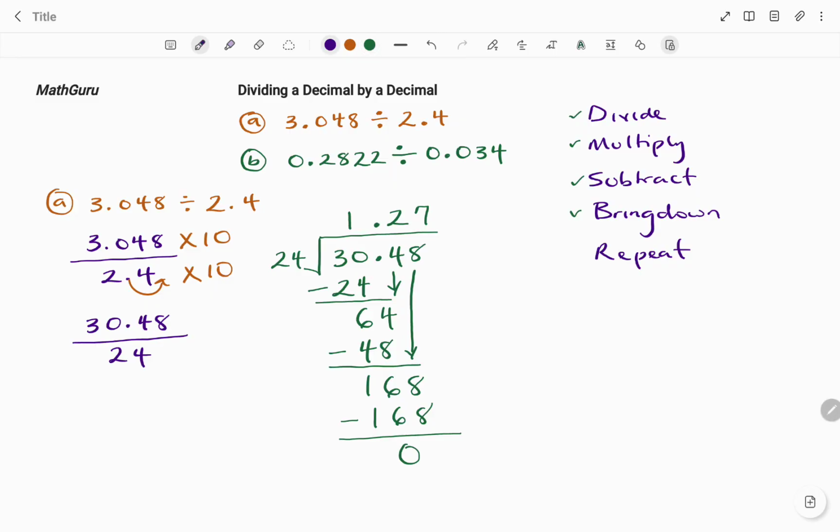So what that means is 3.048 divided by 2.4, which we started with, will give us 1.27. Let's look at the second example.